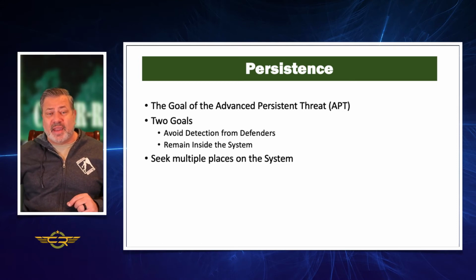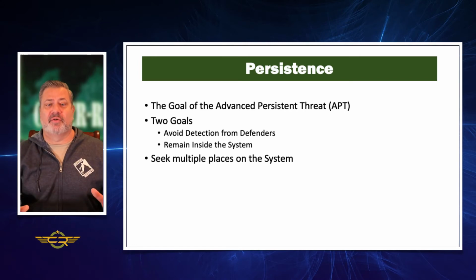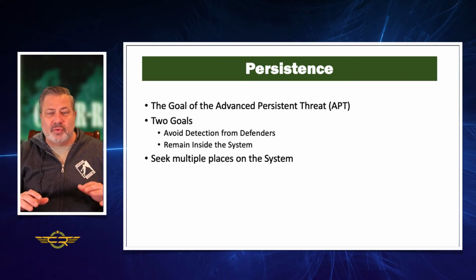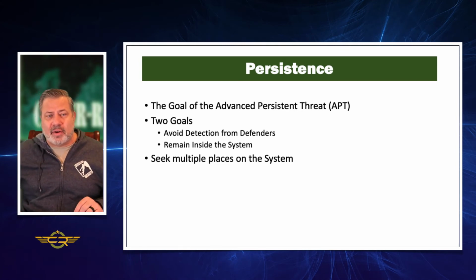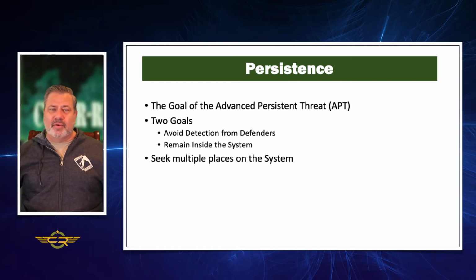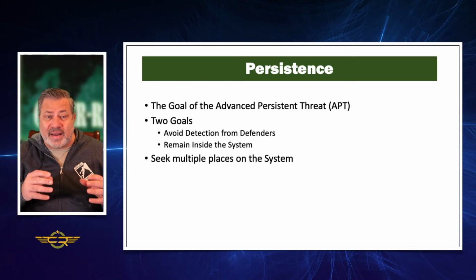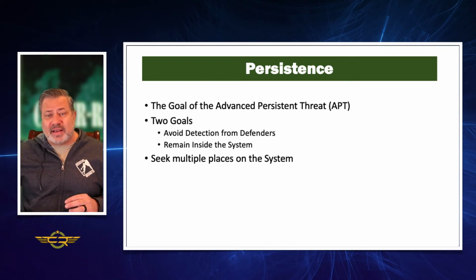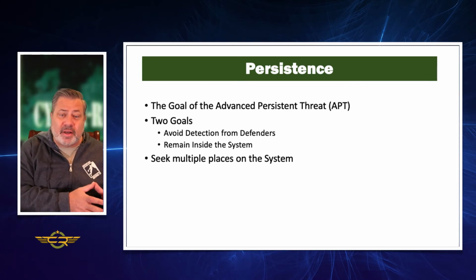For the nation states and the APTs we talk about, the advanced persistent threat, they want to stay on your network forever. They don't ever want to be detected. And what they'll do is they'll seek multiple places in the system to hide out and stay there. So if you find them on a Linux box, they may be hiding out on a Windows box. They may be hiding out on a printer. They may be hiding out on a SCADA device or an Internet of Things device like your thermostat. I know it's crazy. It sounds crazy, but attackers can attack things like automated thermostats and hide out there. In case that Windows box is detected and it's cleaned off, they can still come back into the network from another device.